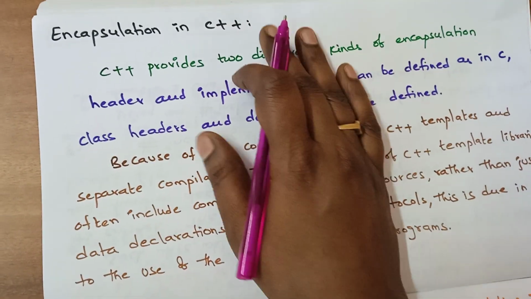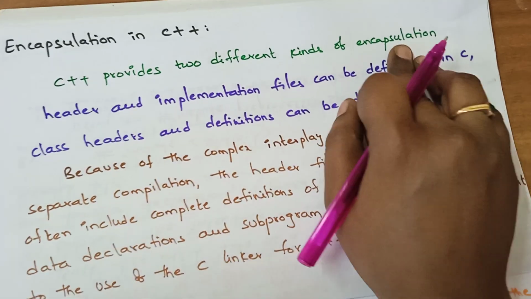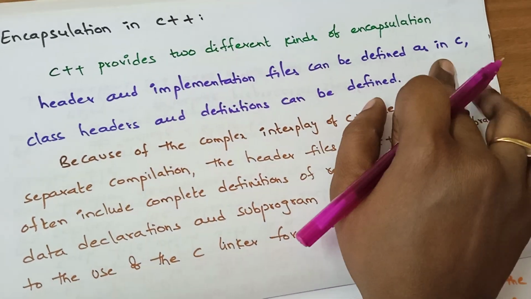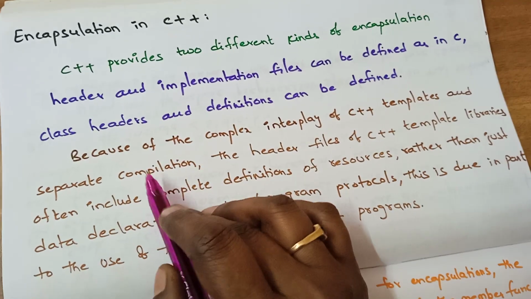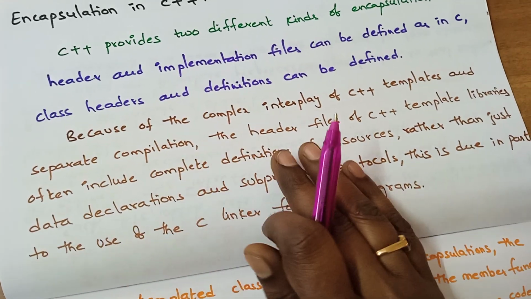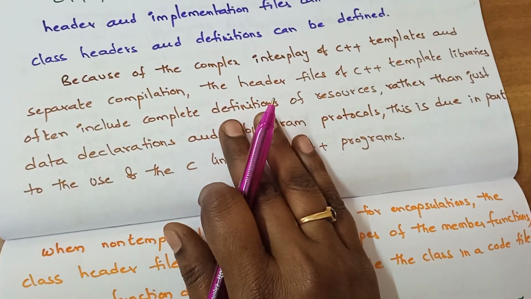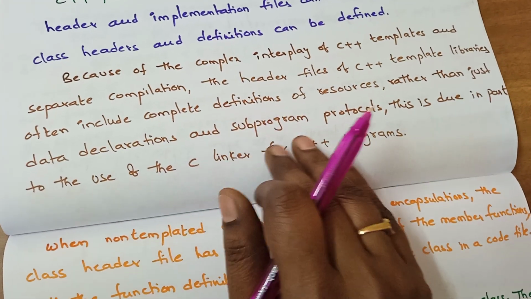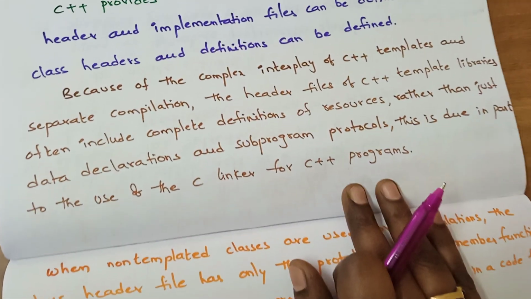Now let's see how it will be provided in C++. C++ provides two different kinds of encapsulations. Header and implementation files can be defined as in C. Class headers and definitions can also be defined. Because of the complex interplay of C++ templates and separate compilation, the header file of C++ template libraries often includes complete definitions of resources rather than just data declarations and subprogram protocols. This is due in part to the use of the C linker for C++ programs.